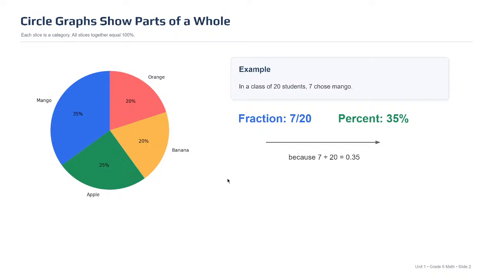And you can also have another example, like 8 people chose orange, or 5 people chose banana. It's all the same, you just have to divide so that you can find the percentage.